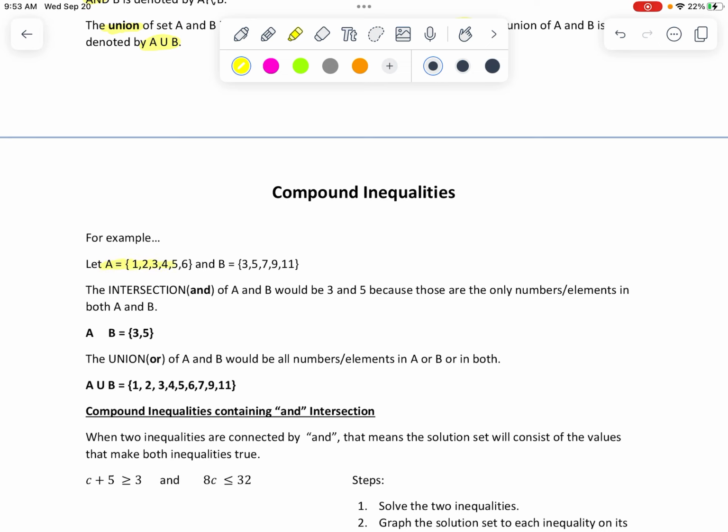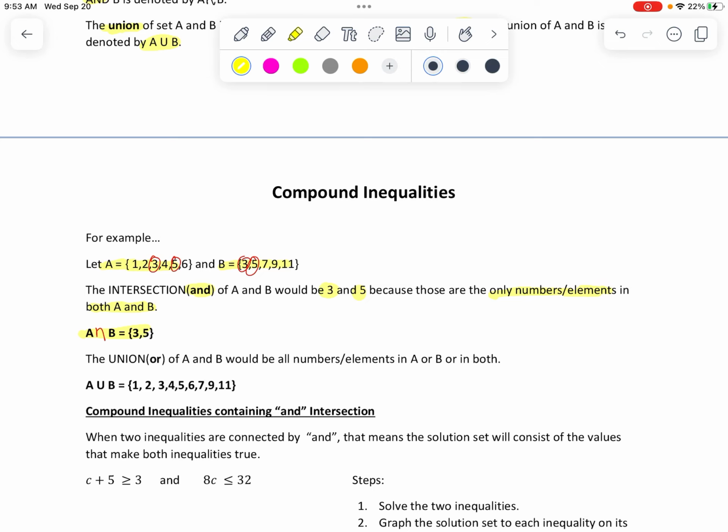Here are the values for set A. Here are the values for set B. If we look for the intersection, what values do they both share? They both share a 3 and they both share a 5. So therefore the intersection, the and of A and B, would be 3 and 5 because those are the only numbers or elements both in A and B. That's what and means, both. And then once again, that's denoted with an upside down U. And this is how you would represent the solution.